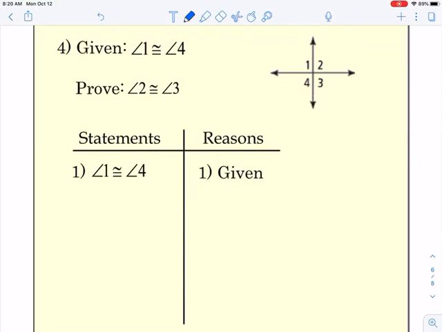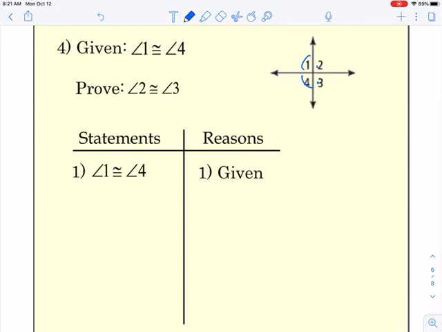Okay, so here's another one involving some more angles, but different types of angles here. We're given that angle 1 is congruent to angle 4, and we want to prove that angle 2 is congruent to angle 3. So again, I'm just going to mark off in my picture, angle 1 is congruent to angle 4, and eventually we want to prove that angle 2 is congruent to angle 3. The first thing that I did in my statements was write down the given. I know that angle 1 is congruent to angle 4 because it's given.